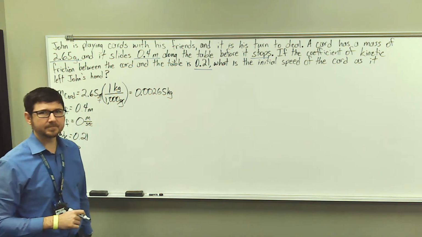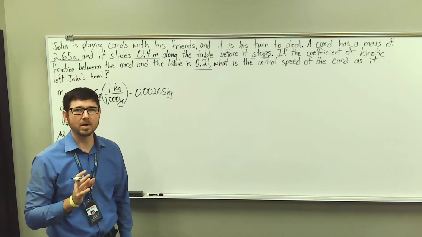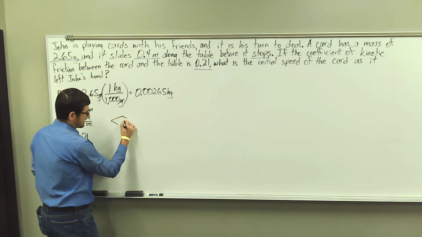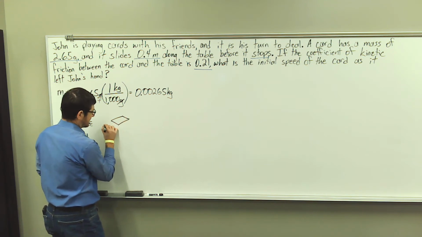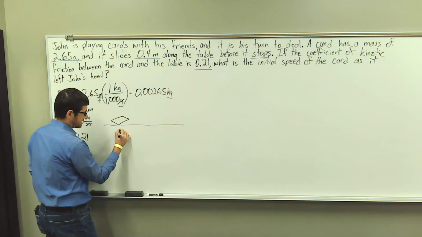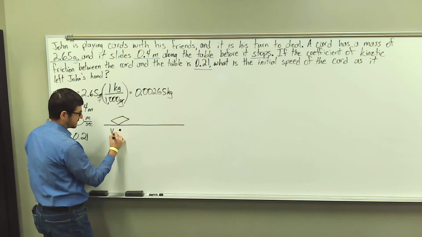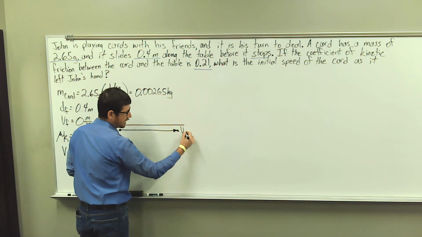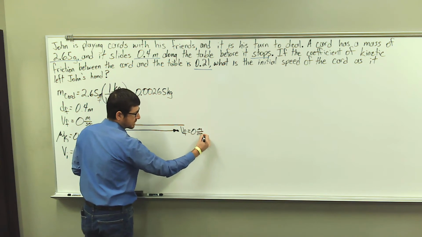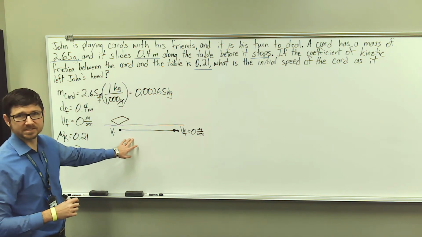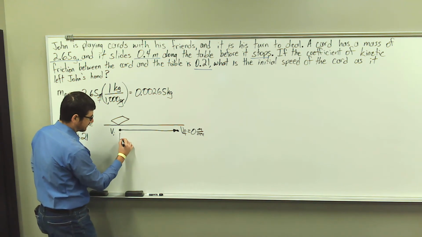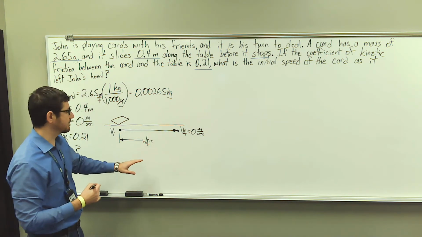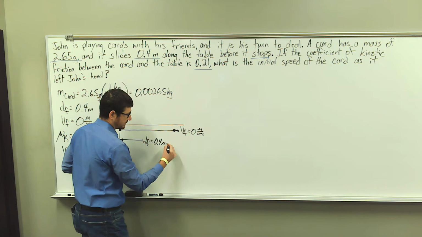kilograms. Okay? The next thing we need to do is draw a picture to really describe what's going on. So if I have a playing card here, and it's sliding on the table, it has an initial velocity, but it comes to a stop. So my final velocity is equal to 0 meters per second. Now we know that the card's displacement is 0.4 meters. So I'm going to draw this, identify my displacement with d sub f. This is 0.4 meters.